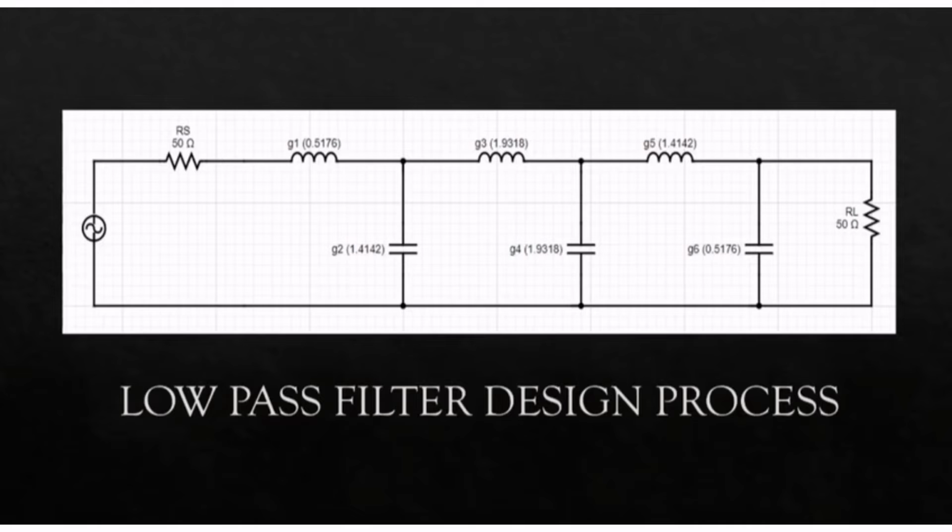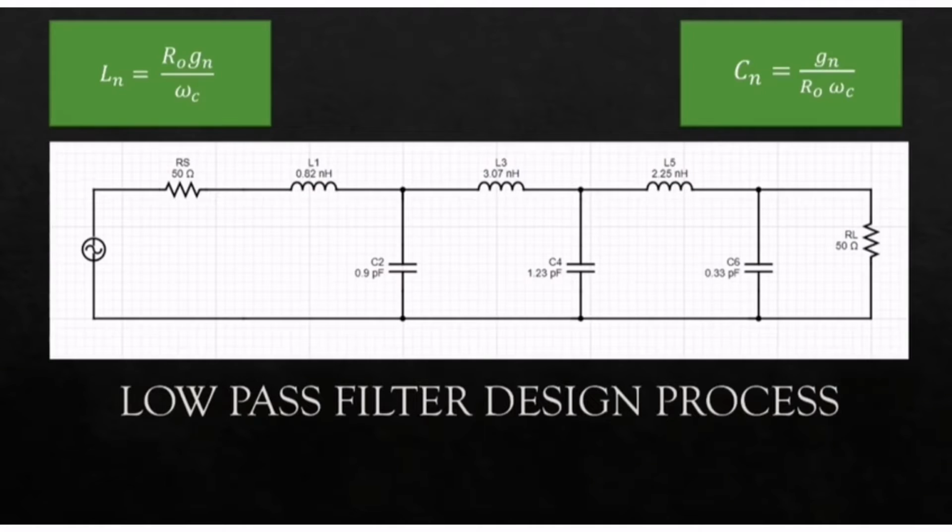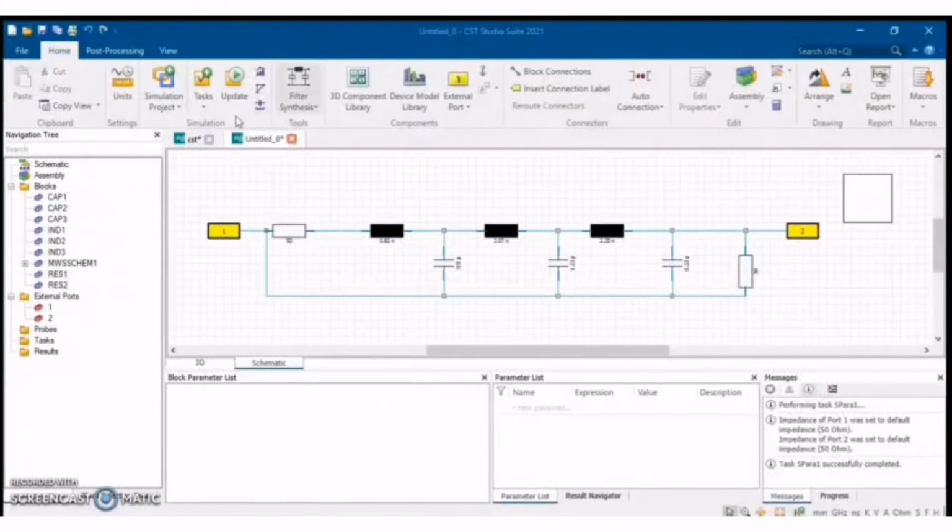The final step to design the filter circuit is to convert the G values into respective capacitance and inductance values. The formula shown in the green box was used to convert the G values into respective capacitance and inductance values in order to simulate the circuit using the CST software. With that, this is the low-pass filter circuit that we obtained after converting the G values. So this is for the circuit simulation.